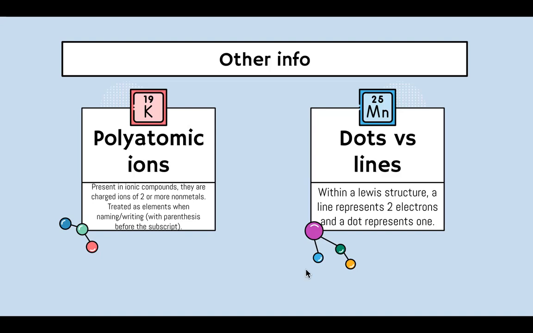Another thing I wanted to talk about was dots versus lines in Lewis structures. Again, these are in my notes. You can go right through them. Within a Lewis structure, a line represents 2 electrons and a dot represents 1 electron. So that is just a distinction that I want you to make.